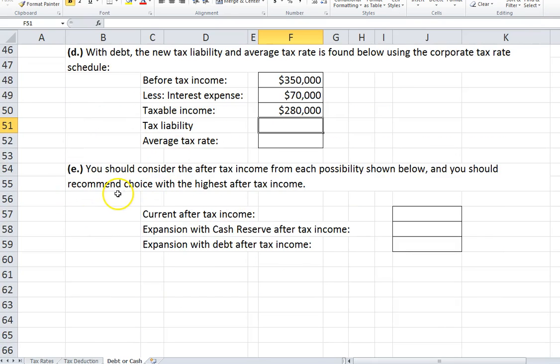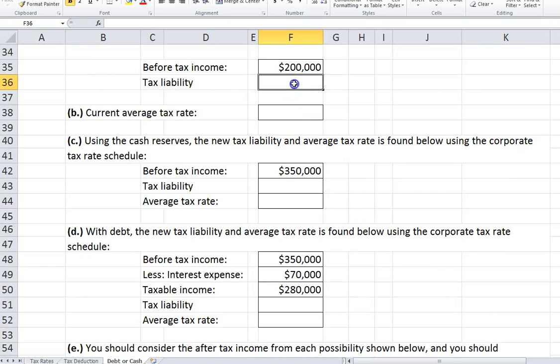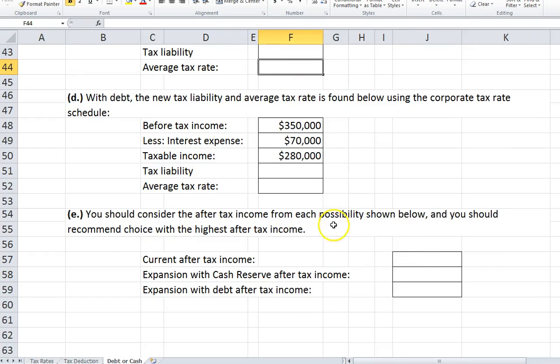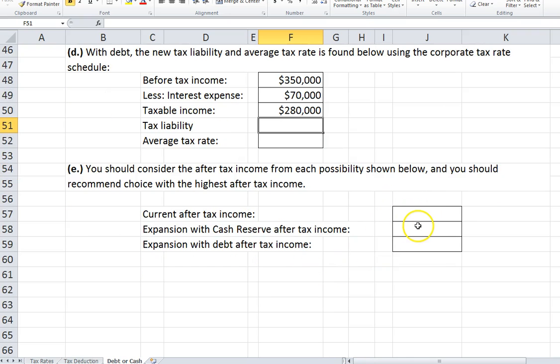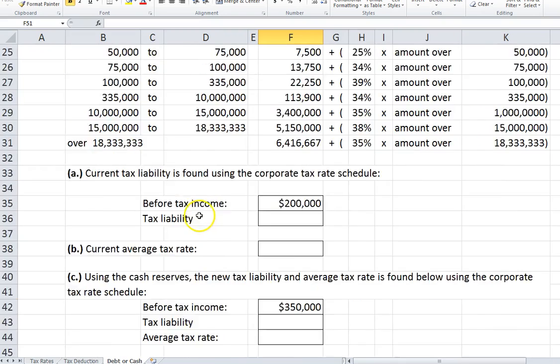Okay. After you complete those three, so you're going to use the tax schedule to complete three separate tax scenarios, and then you're going to recommend to me what should be done. So you're going to give me the current income tax, the expansion with cash reserves, and expansion with debt. So basically here, you're just pulling in your answers from the previous questions. Tax liability from C, and this would be tax liability from D. So you're just summarizing your previous answers here, and then writing a little information about which you consider is the best recommendation. Okay.